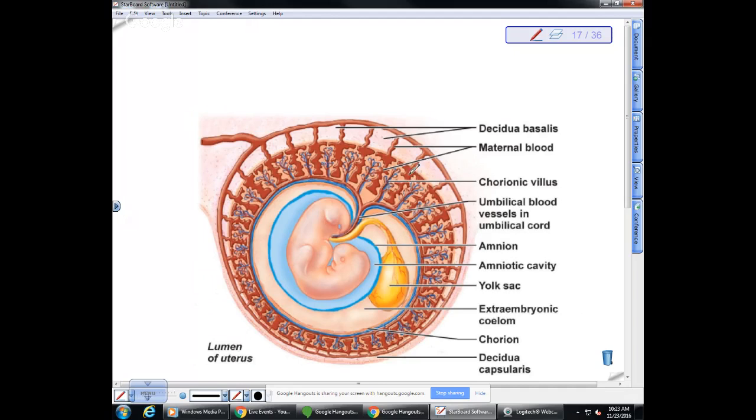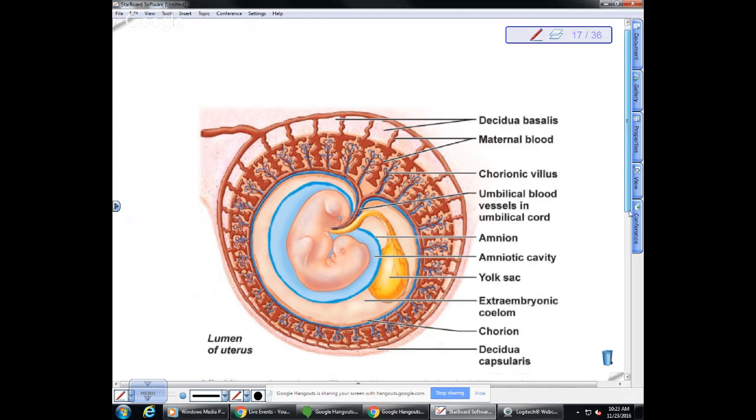And then we have the diffusion of nutrients and antibodies and other possible bad stuff crossing over and coming into the fetus, right? So you can see all the structures here. The decidua capsularis is around the embryo. The blue would be the amniotic membrane. This would be the yolk sac, right? And I don't think they have the allantois on here, but the allantois actually becomes part of the umbilical vein and artery that delivers blood to the fetal part of the placenta.